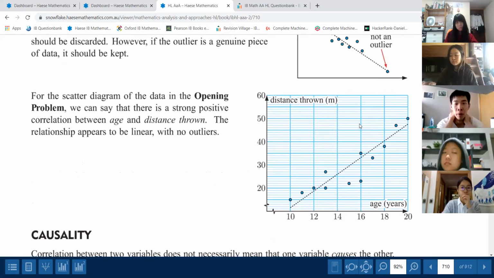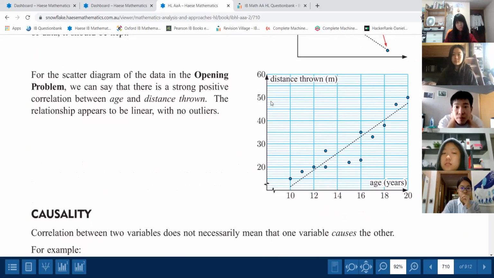Now, in terms of this scatter plot in the opening problem, this is between age and distance thrown. Will you describe this correlation, anyone, between the age of the people considered and the distance of a particular object they were able to throw? Anyone, quickly.